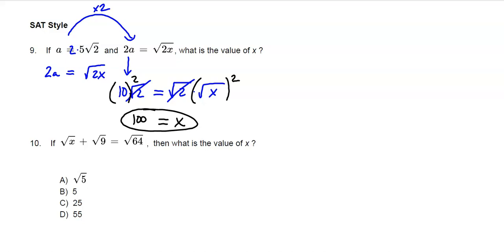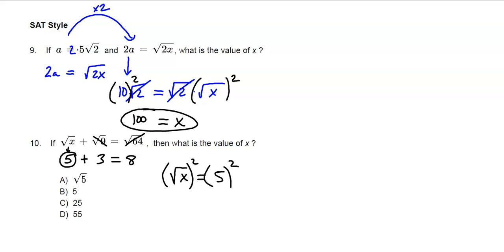Number 10, we have an equation there. I see some perfect squares, so let's just cancel those out. So that's 3. That's 8. So I have something plus 3 equals 8. Well, I know 5 plus 3 equals 8. Now, 5 isn't the answer, though, because I have to somehow make the square root of x come out to be 5. So again, just square both sides to get rid of that square root, and you get x equals 25. They want to trick you.